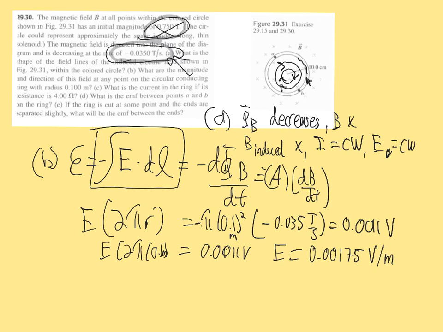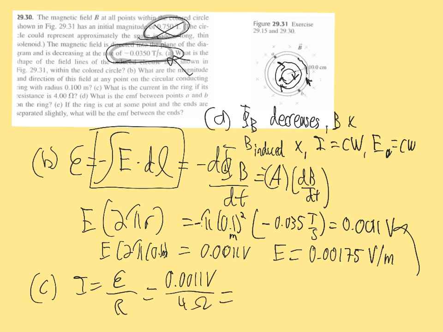There's a C, a D, and an E. C says, what's the current in the ring if the resistance is 4 ohms? Well, that actually turns out not to be terrible because we actually found what the voltage was. So the current is just going to be the induced voltage divided by the resistance. So it's 0.0011 volts divided by 4 ohms, and if we divide those out, we get an answer of 2.75 times 10 to the negative 4th amps.